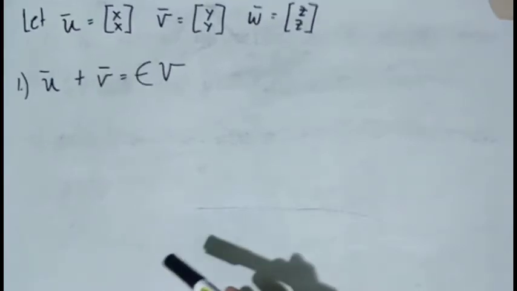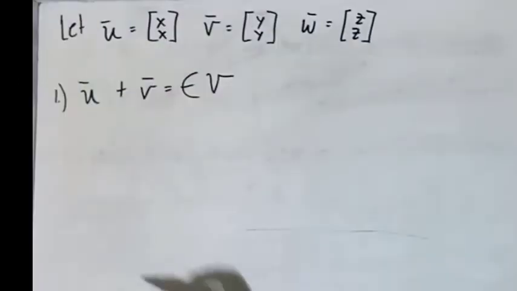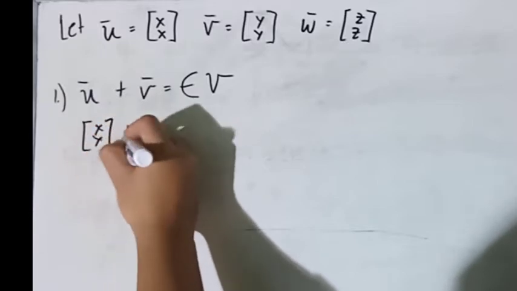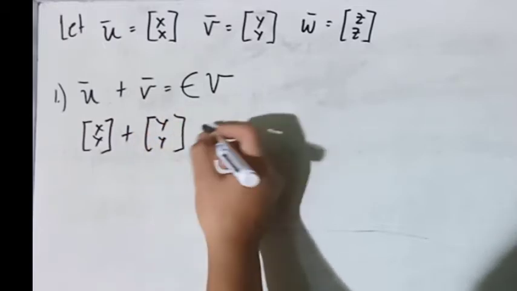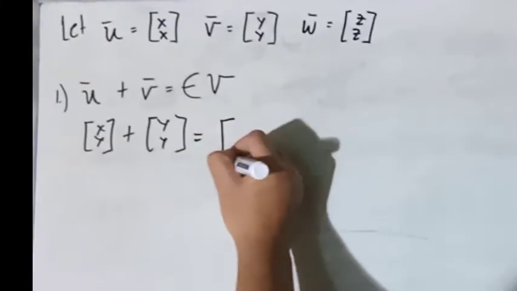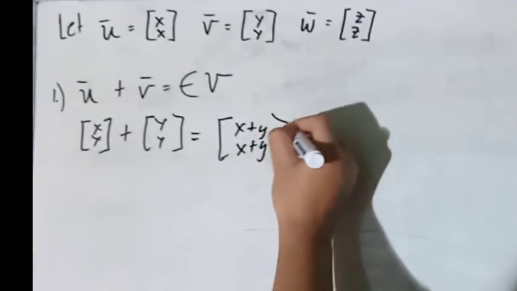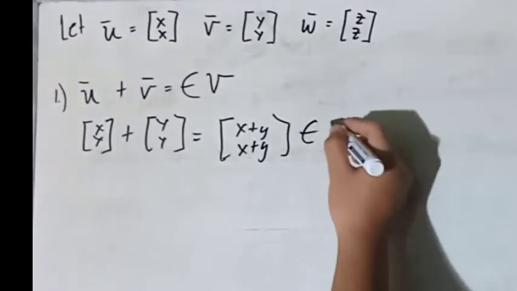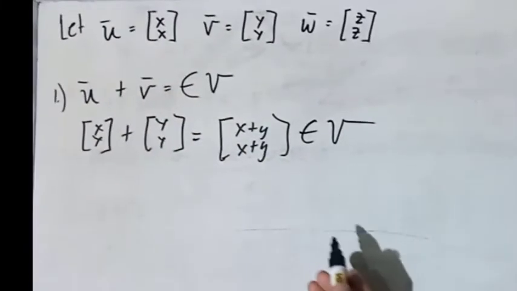So we are going to prove this using the properties. We have the first one: vector U plus vector V is an element of the vector space. So vector U, that is (x, x), plus vector V, that is (y, y), is the same as (x + y, x + y), and this is an element of the vector space. So that is closure under addition.